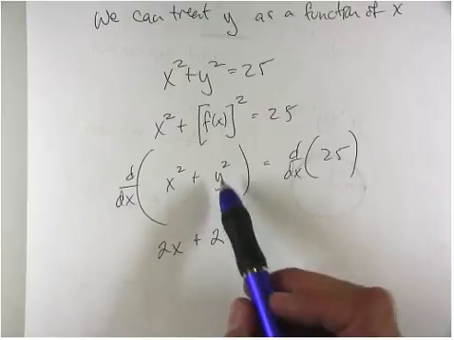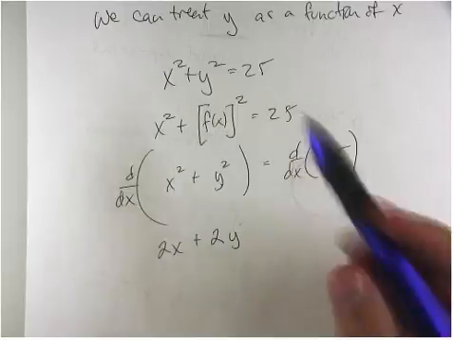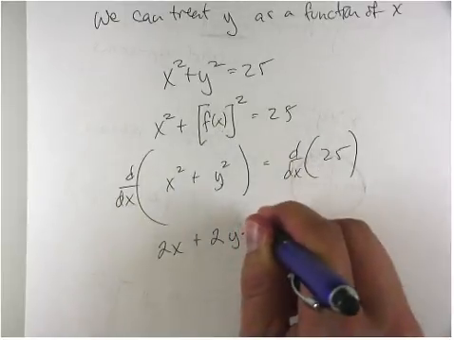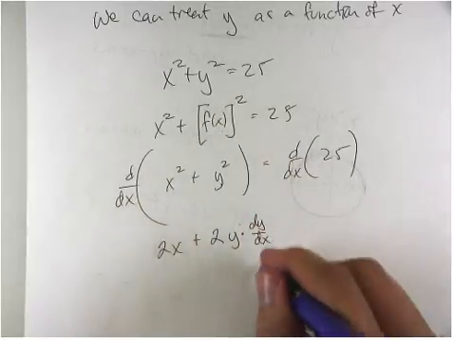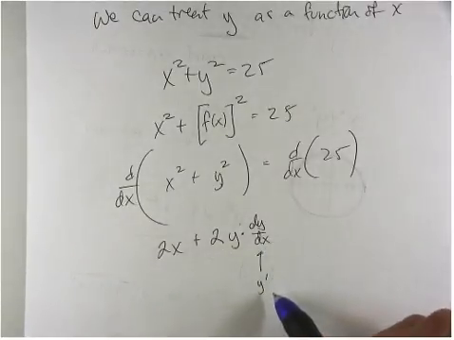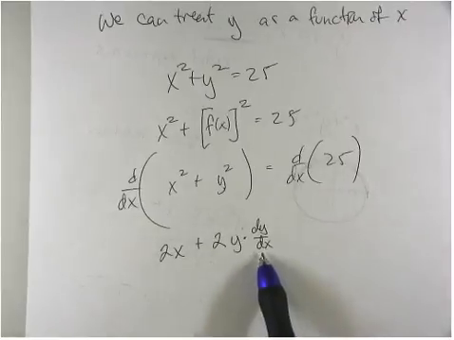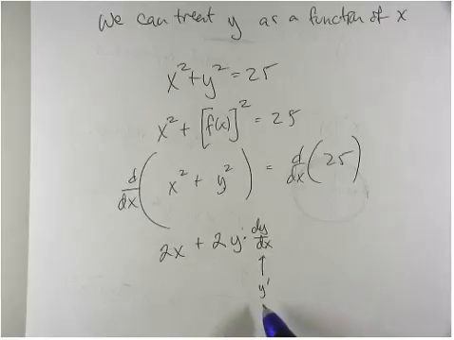Absolutely. Times that thing's derivative, using the chain rule. Okay? So times whatever that thing's derivative is. We can call it y prime, or you can call it dy dx. I don't care which one you use. I usually stick to dy dx because I think it is a little bit more exact than y prime.